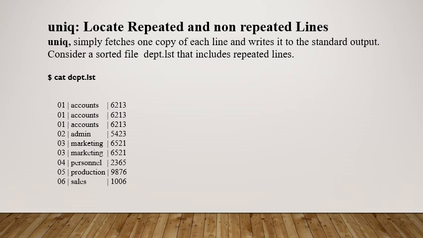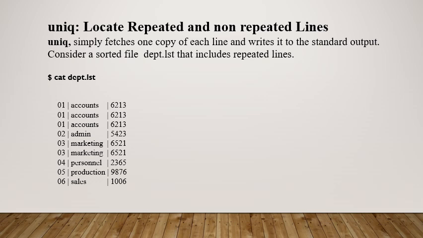Here in filters, we have a command called uniq, which locates the repeated and non-repeated lines. It simply fetches one copy of each line and writes it to the standard output. Now, here I have considered a file called department.list, which includes repeated lines.